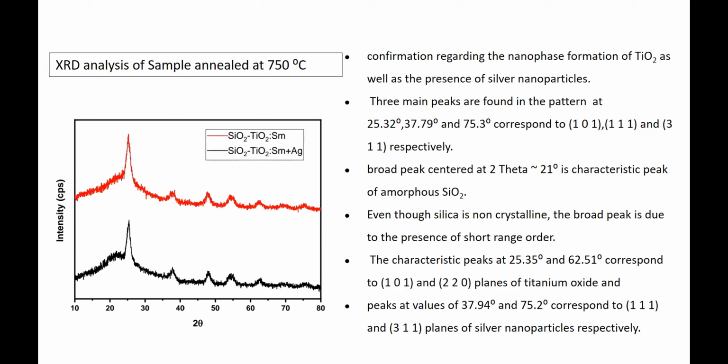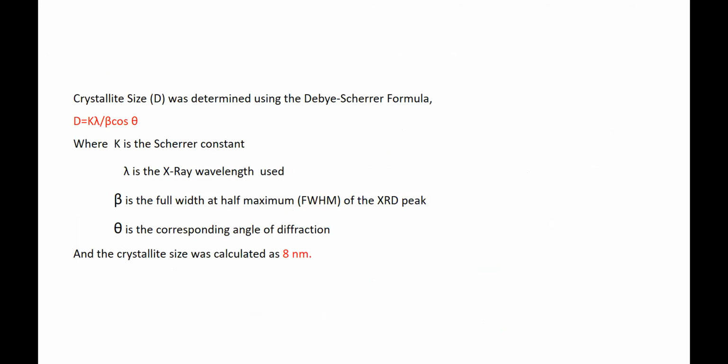We are getting peaks at 25.32, 37.79, 75.3, etc. And the broad peak, which is centered at the 2 theta value of 21 degrees, is the peak accounting for the amorphous nature of SiO2. Even though silica is non-crystalline, the broad peak is due to the presence of short range order. The characteristic peaks at 25.35 and 62.51 correspond to the planes of titanium oxide, while the peaks at 37.9 correspond to the planes of silver nanoparticles respectively. The crystallite size of the sample was determined using the Debye-Scherrer formula, and it was found to be 8 nanometer.